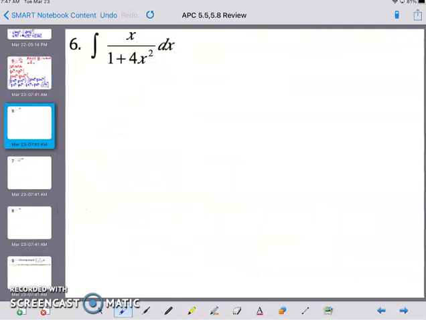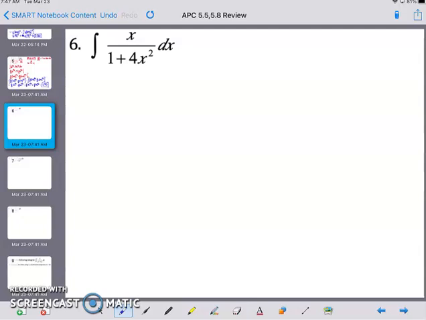In problem number 6, this time we have an indefinite integral, and this means we're going to need our plus c. We have also seen something kind of like this before, right? Where we have this x over 1 plus 4x squared. Now, if it were just 1 over 1 plus 4x squared, then I would say, well, that kind of looks like inverse tangent, but the issue is that we do have that x in the numerator.